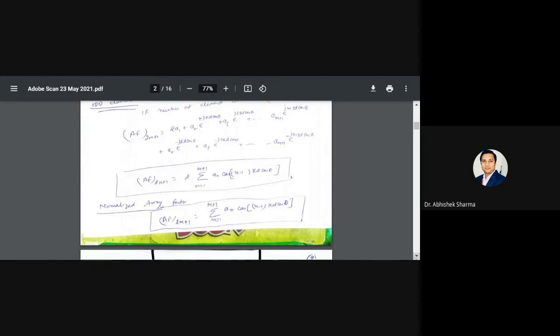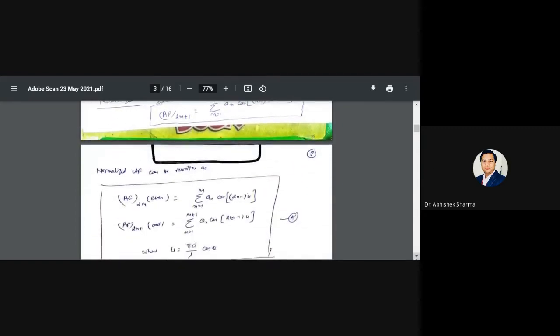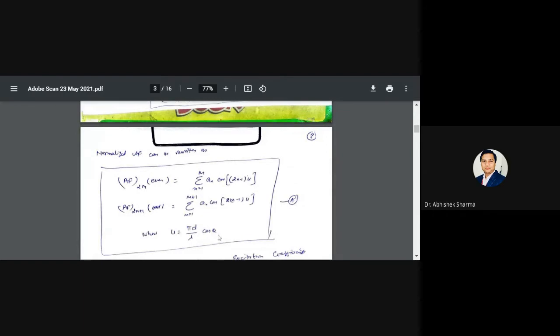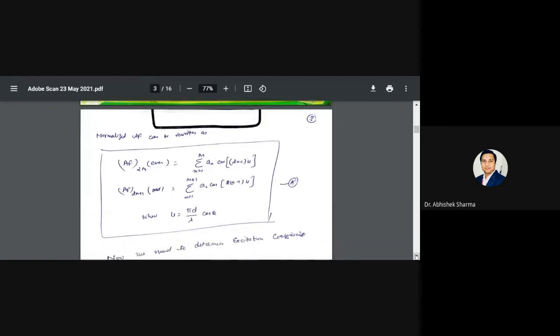So this pi d by lambda cos theta will be u. So this expression will become the sum from n is equal to 1 to m of an cos (2n minus 1) u, and this expression for an odd number of elements will become this. So this will be the change in array factor if the amplitude distribution of elements is odd.